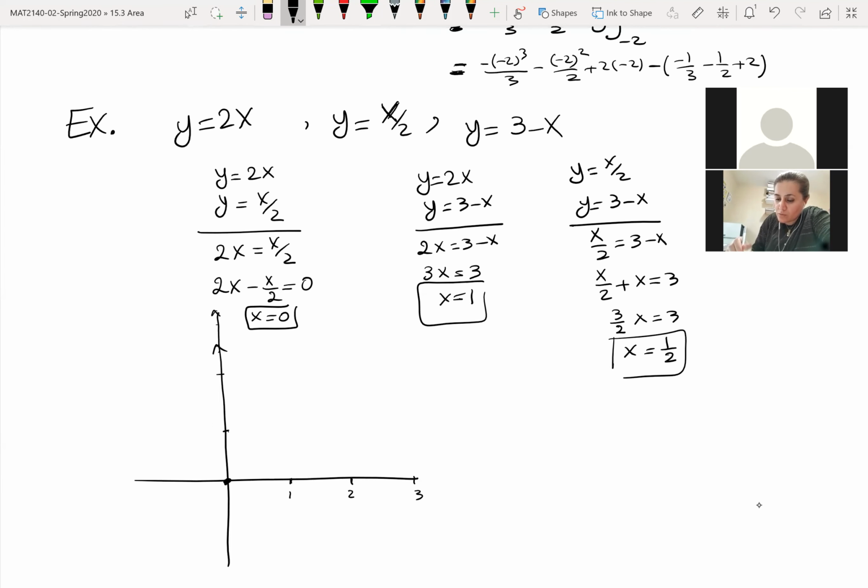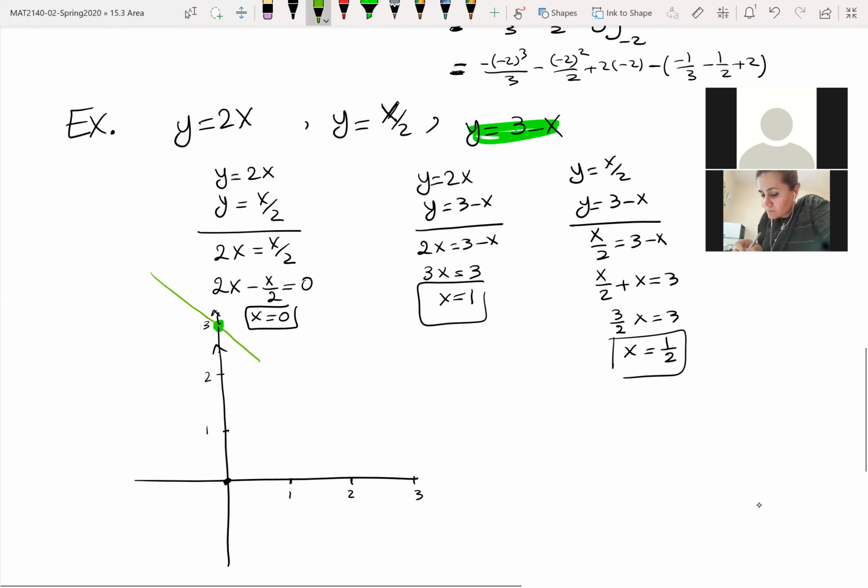1, 2, and then 3. So if you plug in for this line, x equals 0, y is 3. If you plug in y equals 0, x equals 3. So this is making it with the green: y equals 3 minus x.